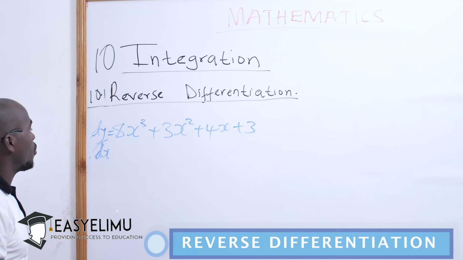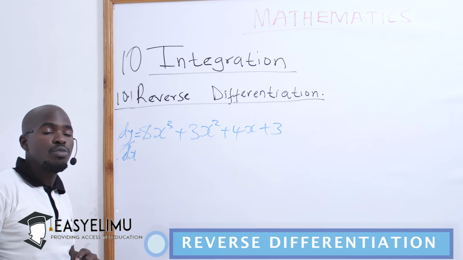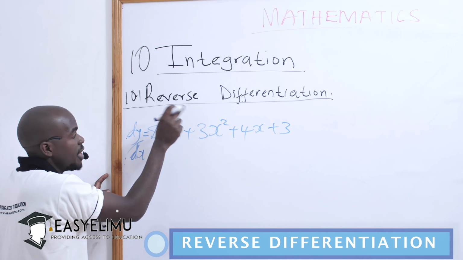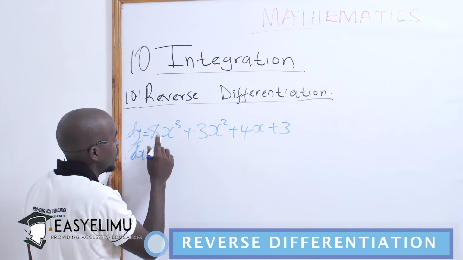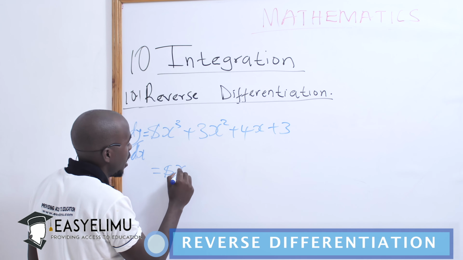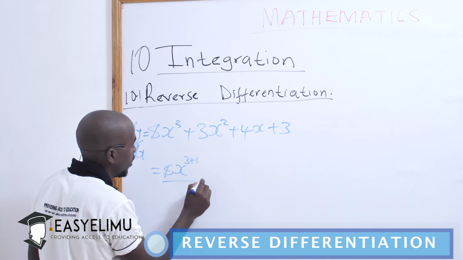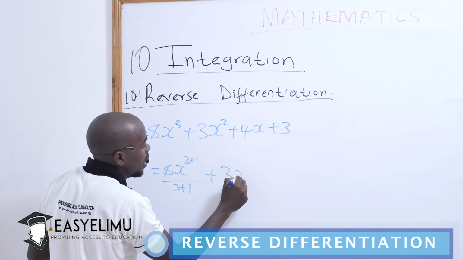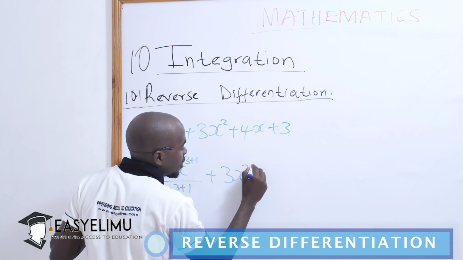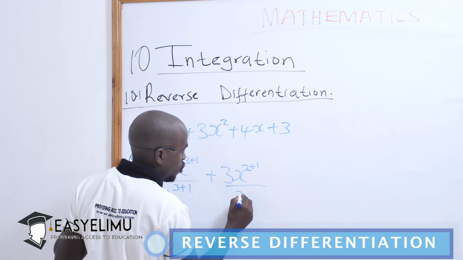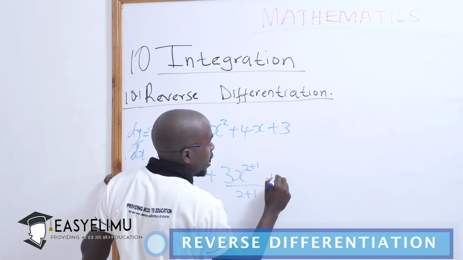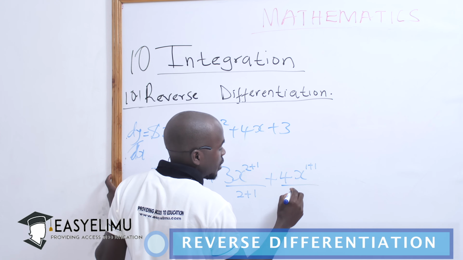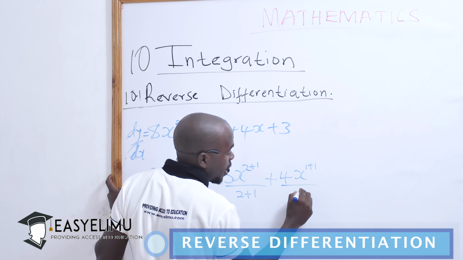What is the value of y? The value of y will be obtained by doing the same thing. That is, we do the reverse of what we have done. So doing that, we shall get 8x³ plus 1 over 3 plus 1, plus 3x² plus 1 over 2 plus 1. Then we add 4x¹ plus 1 over 4 plus 1 plus 1.